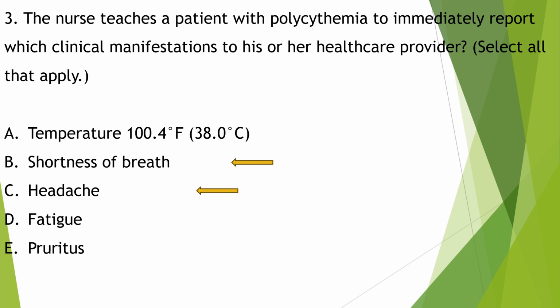Shortness of breath can indicate the patient might be heading toward a myocardial infarction or pulmonary embolism. Headache can be a symptom which shows the patient may be heading toward a cerebrovascular accident. Fatigue and pruritus we can also see in patients with polycythemia, but here the question is asking what to report immediately. So these two things are not needed.